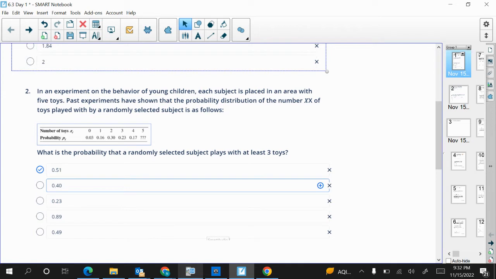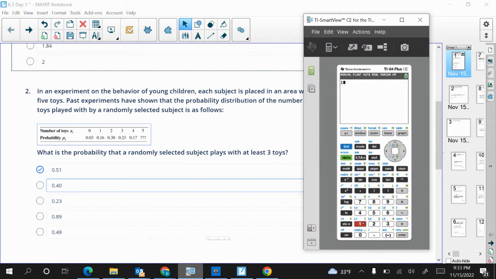So what's the probability that a randomly selected subject plays with at least 3 toys? So that's 3 or 4 or 5. And so notice when we're looking at the distribution, there's nothing for 5. So I need to find that probability really quick here.